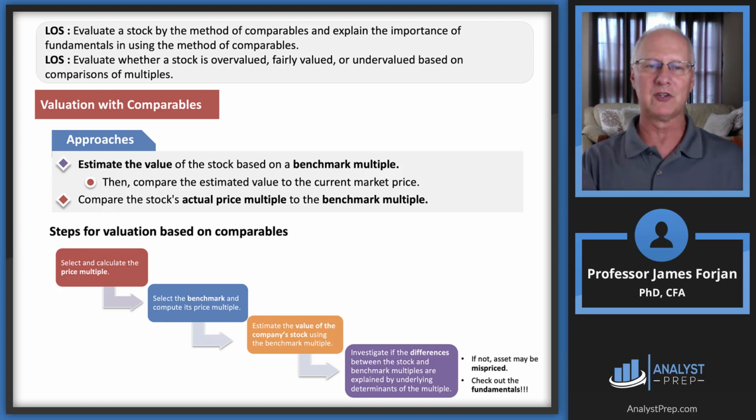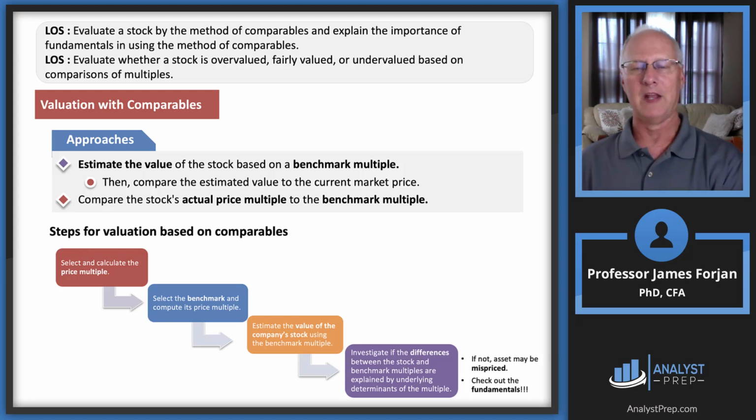So we need to make sure, and how do we do this? So there are the steps here. Calculate the price multiple, select the benchmark, right? Make sure that the benchmark is of similar size and of similar risk. And then you can estimate the value of the company's stock using that benchmark multiple, right?